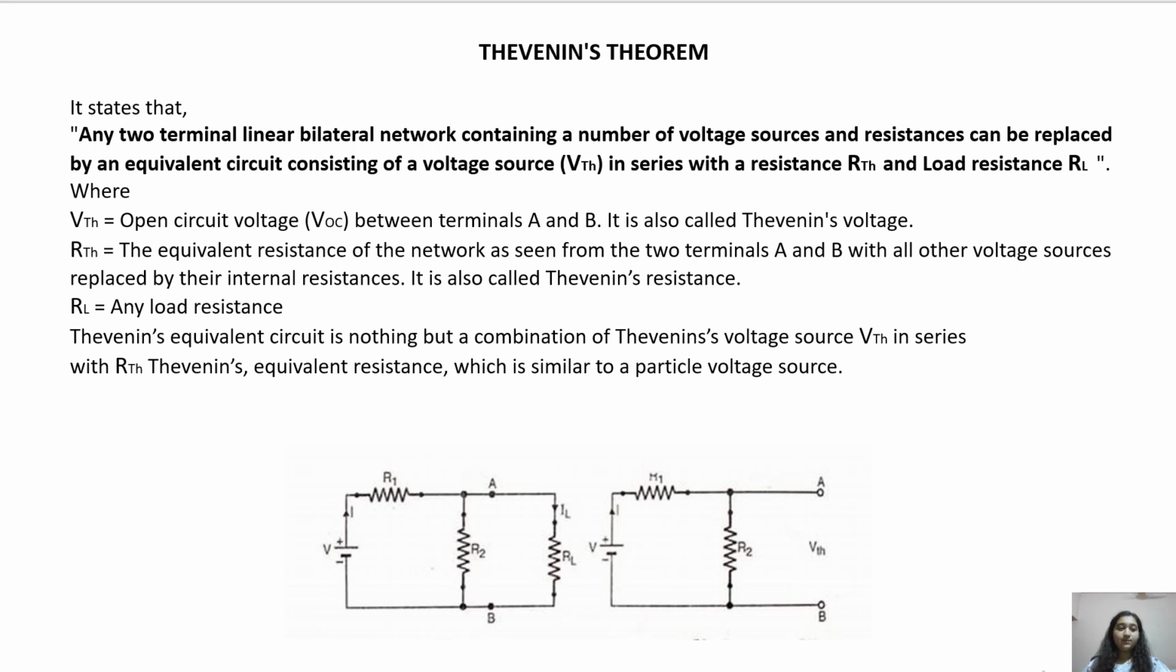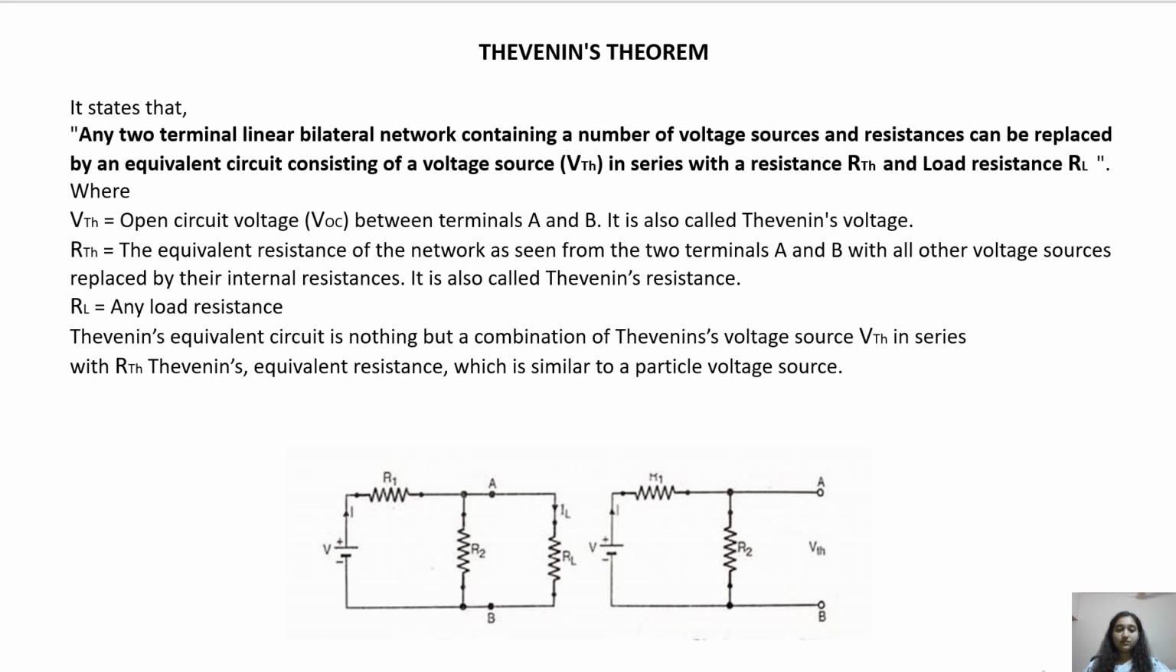RL, where VTH is the open circuit voltage VOC between terminals A and B. It is also called Thevenin's voltage. RTH is the equivalent resistance of the network as seen from the two terminals A and B, with all other voltage sources replaced by their internal resistances. It is also called Thevenin's resistance. RL equals any load resistance.